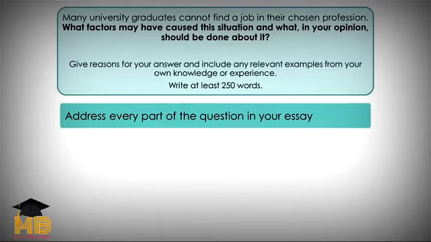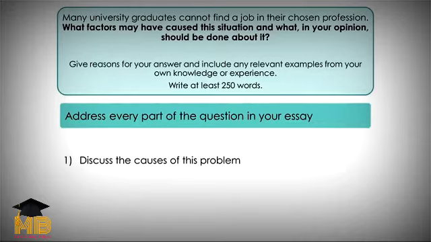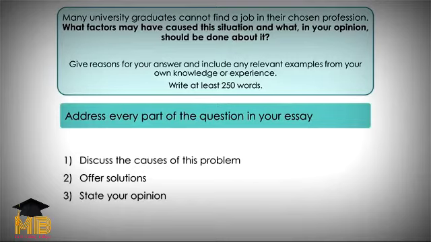First, you need to discuss the causes of this problem. Why can't university graduates find a job in their profession? Second, you should offer solutions. What can be done to solve this problem? And that's not all. Third, you need to state your opinion. These are the 3 parts you need to cover in your essay to fully answer the question.